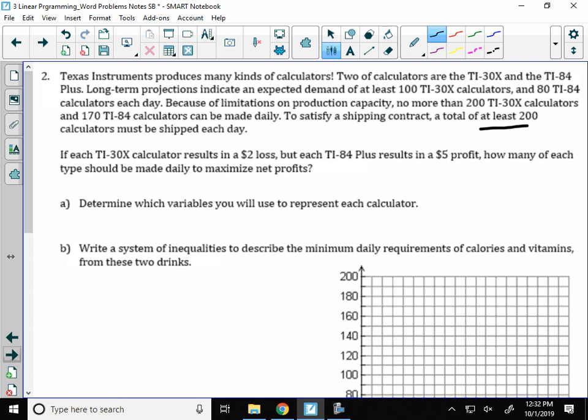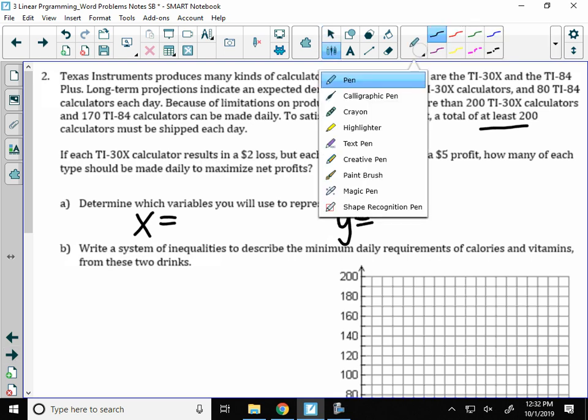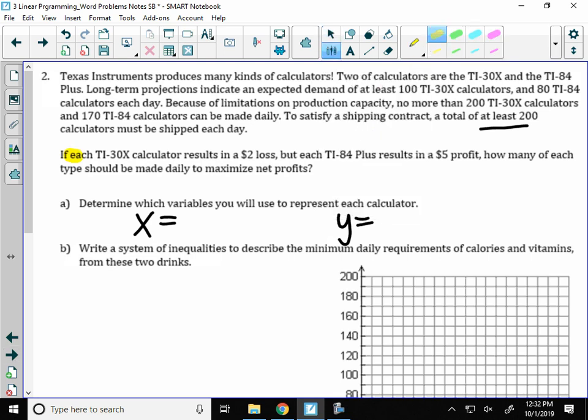Let's figure out what x and y are going to be. So x equals, y equals. Now where do we look to find x and y? Profit. Okay, so my profit is here. It says TI-30 calculator is a $2 loss, and the 84 is a $5 profit. Okay, so what do you want x to be? TI-30. I'm just going to call it a TI-30, not TI-30X.